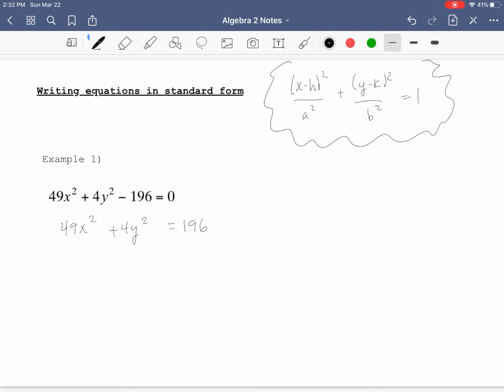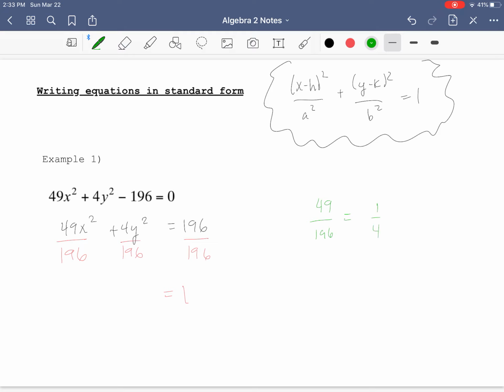So in this example, we've just got x squared and y squared. That's a good thing. So what that means is we can just do some division. To get this equation equal to 1, we're going to divide everything by 196. And if you divide one thing by 196, you have to divide it all by 196. That's why I like to write it out separately so we don't forget. So that's going to give us 1 on the right side of the equation. And then I'm going to go ahead and reduce. So think of it like reducing fractions. If you have 49 over 196, that reduces down to 1/4.